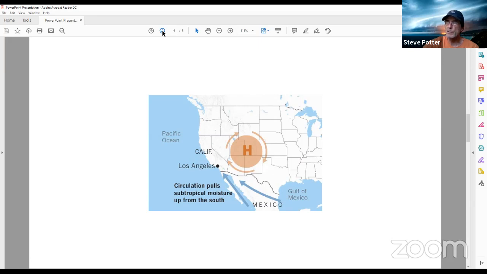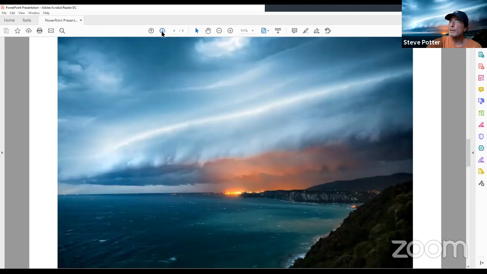Usually this happens with the high pressure a little further to the east, and it winds up funneling that moisture up through Arizona, New Mexico, southern Nevada, southern Colorado, and we usually only see the tip of it. But it does create some interesting weather in LA.